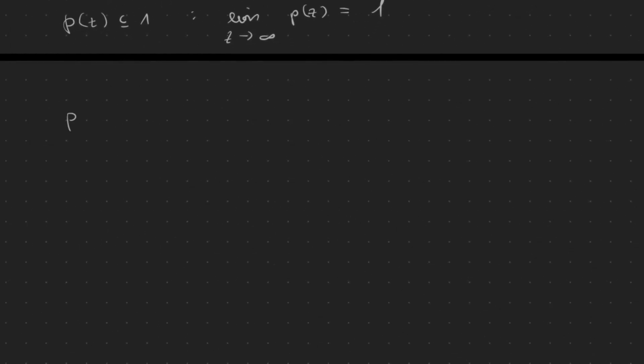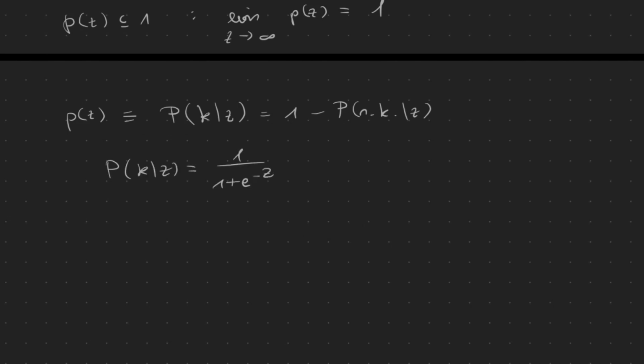And what we also know is that, let's denote p of z, which is the sigmoid, as the probability that we get the class k given an input z. And this should be equal to 1 minus the probability of not getting class k given the input z. And we know already this guy. This is what we showed with the sigmoid. And we want to calculate this guy.